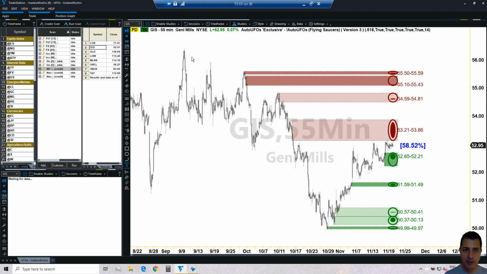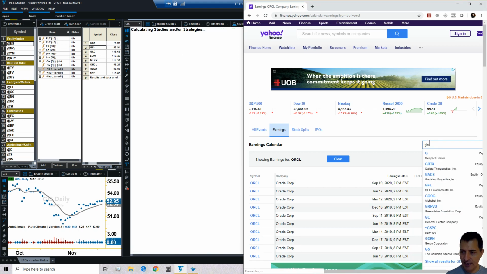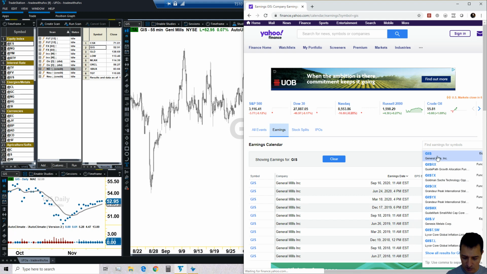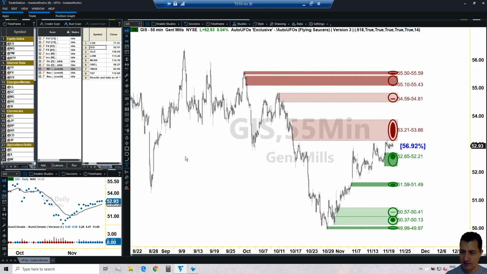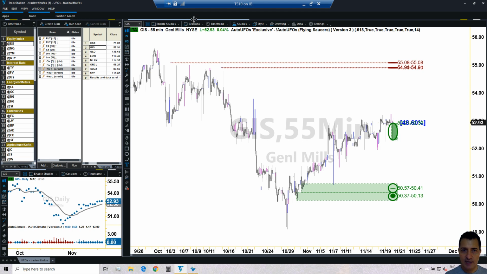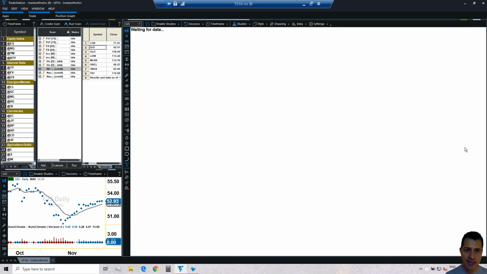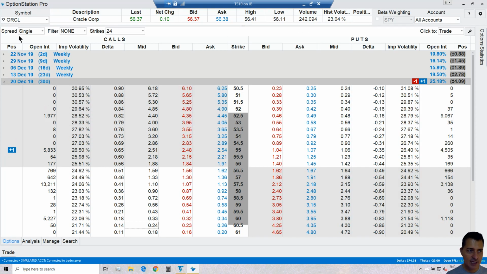So loading GIS, checking earnings on GIS. So GIS is reporting earnings on December 17, that's nice. UFOs above and below, that's nice. 56%, that is nice. Pre and post market will bring 56.92 to 48. So certainly a very clear case. We're going to use regular session data for that stock.